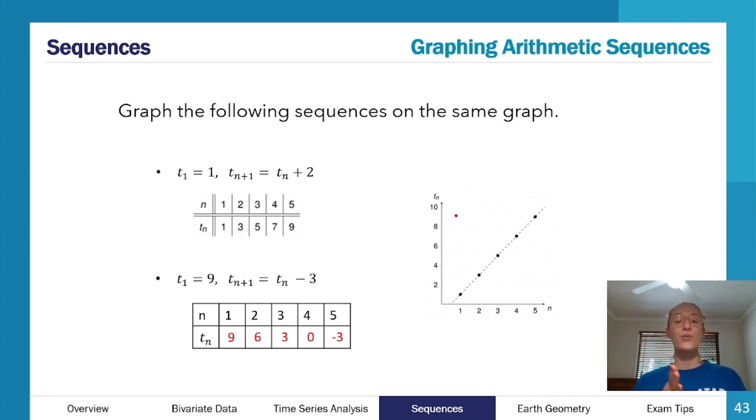So here you can see when n is equal to 1, our term is 9. So I've graphed that to reflect it. When n is 2, our term is 6. 3 is 3, 4 is on 0, and then 5 is actually on negative 3. And you can also reflect a trend line to suit that.